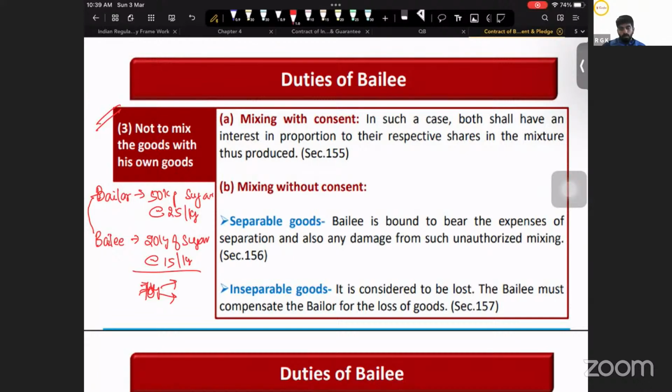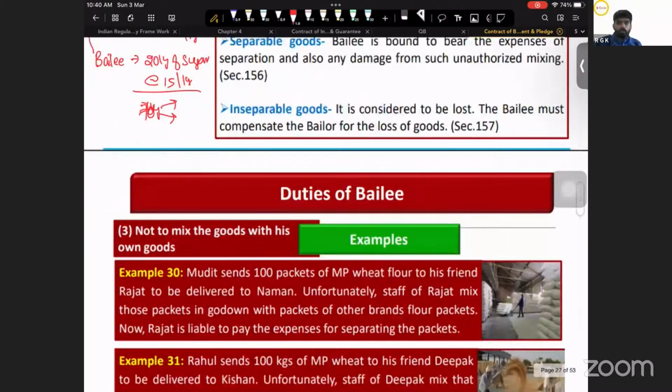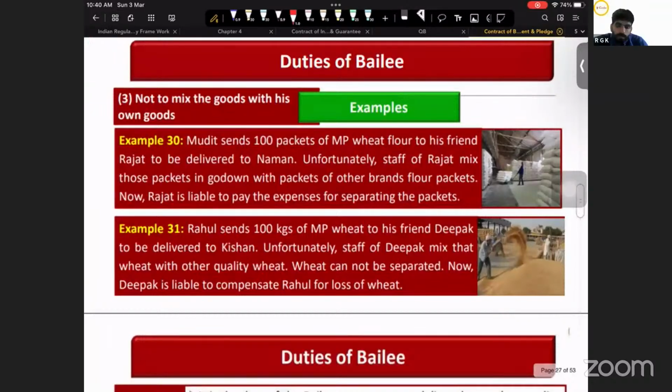Next is duties of bailee. They have given some examples with respect to mixing of goods. Let us try to analyze this. Mudit sends 100 packets of MP wheat flour to his friend Rajat to be delivered to Naman. Unfortunately, staff of Rajat mixed those packets in the godown with packets of other brand flours. Now Rajat is liable to pay the expense for separating the packets if it is separable.